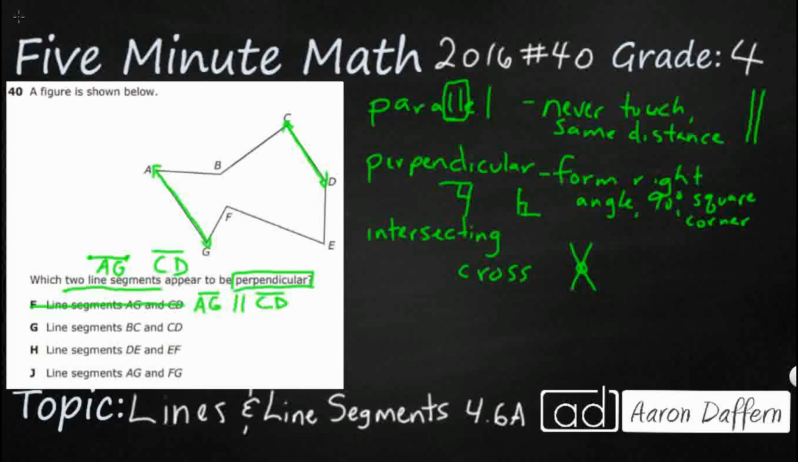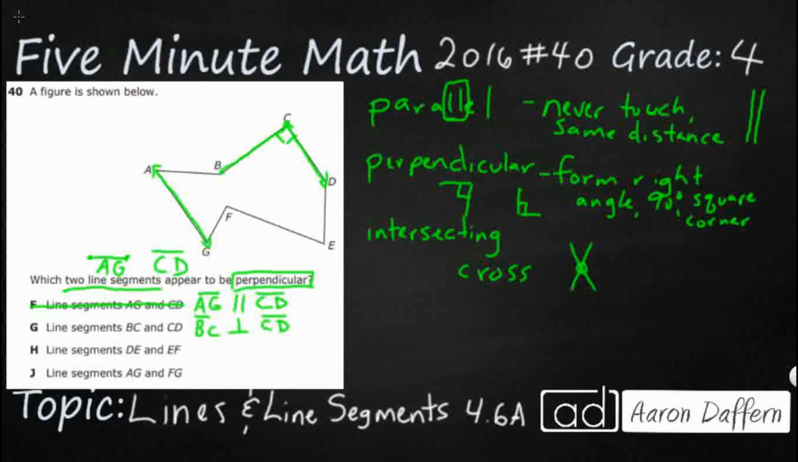BC and CD. So here's BC, and we've already done CD. Take a look, they do intersect, but take a look at this angle right here. Does that look like a square corner? You have to kind of twist your head a little bit because it's not exactly vertical and horizontal, but that does look like line segment BC is perpendicular. So it looks like an upside down T with CD. So I'm thinking that's what we're looking for. Let's check the other ones.